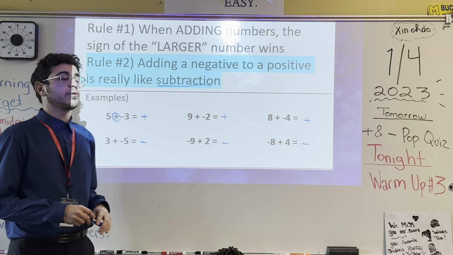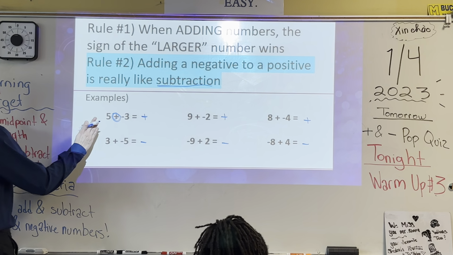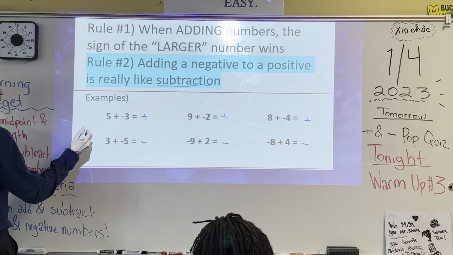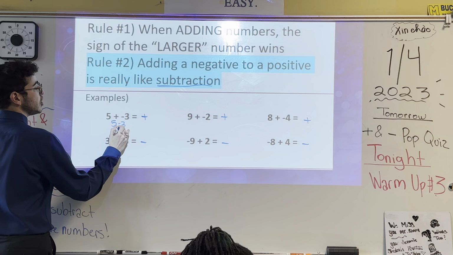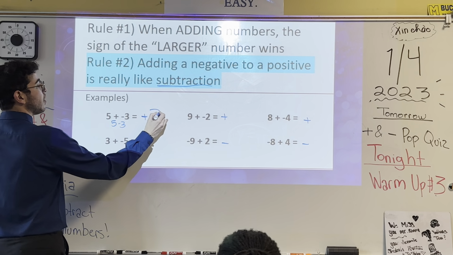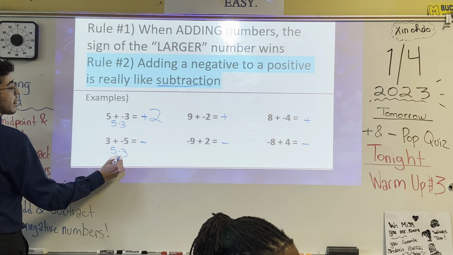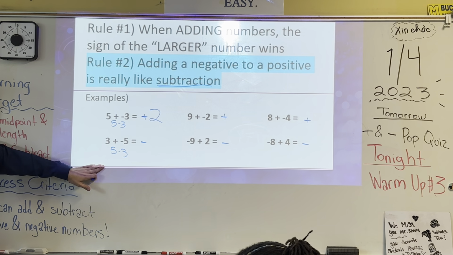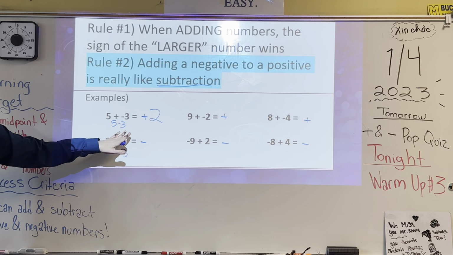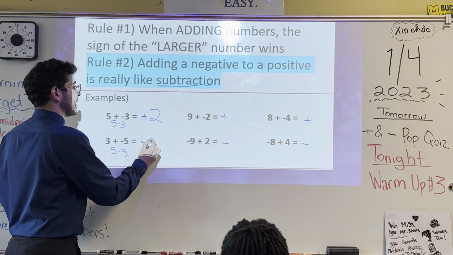Yeah. Great, let's check this out. What is 5 minus 3? 2. 5 minus 3 is 2, so 5 plus negative 3 will also be 2. What is 5 minus 3? Negative 2. 5 minus 3 is 2, so 3 plus negative 5 is going to be negative 2.